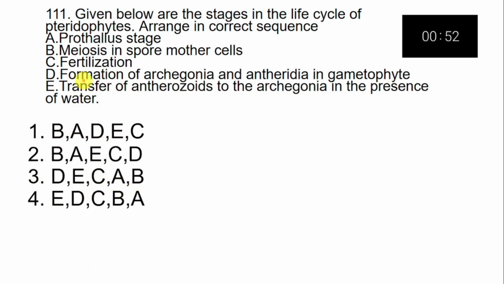So let's look at it. What is A? It is prothallus stage, and B is meiosis in spore mother cells. So meiosis will form the haploid cells, and gametophytes are haploid, and prothallus is a gametophyte. Okay, haploid gametophyte. So B will definitely come before A. So the right answer will be BA, then DEC. This one, option 1. So this was a little difficult question. Okay, so we exceeded the time and we took close to 1 minute 30 seconds. Next question.